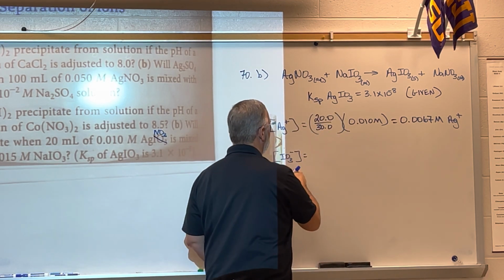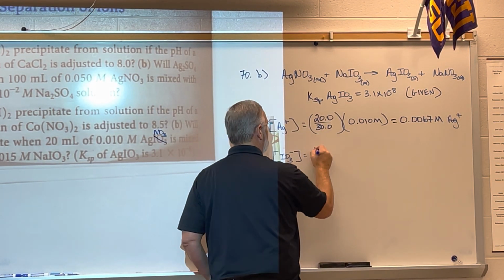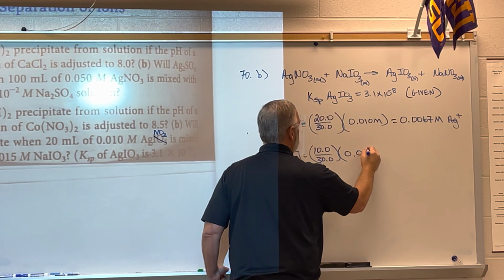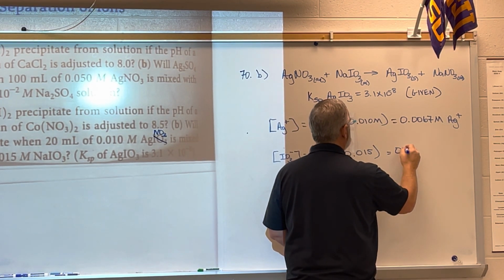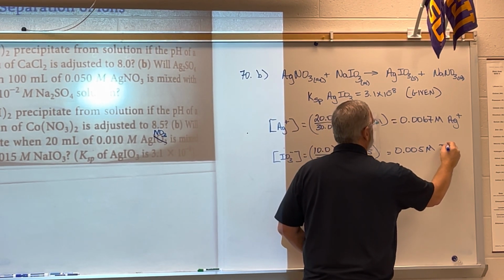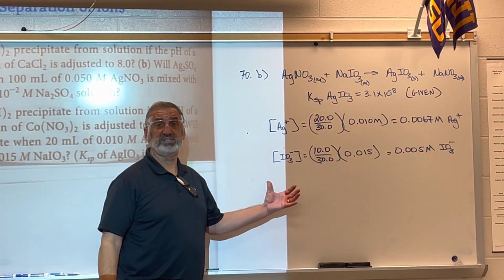Okay, what about the iodate? 10 over 30 times 0.015. That's 1/3 of 15, so that's going to equal 0.005 molar IO3 minus. Okay, so step 1, get the diluted concentrations.